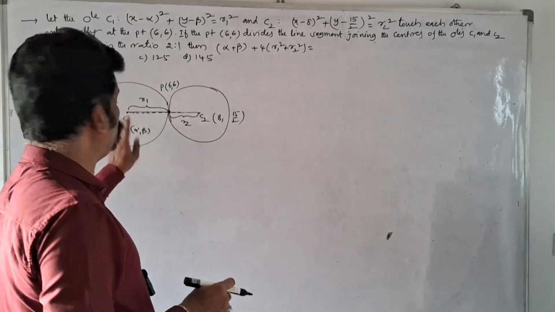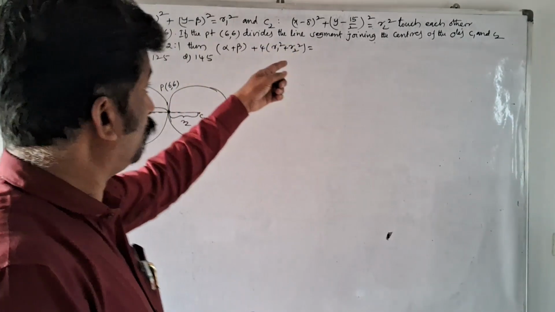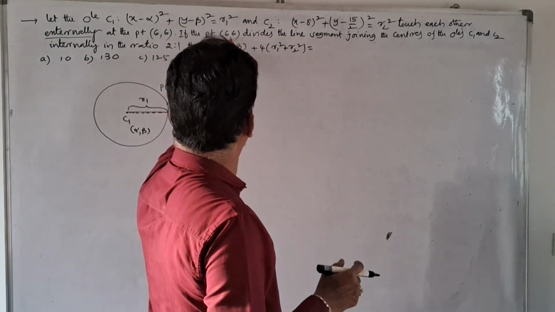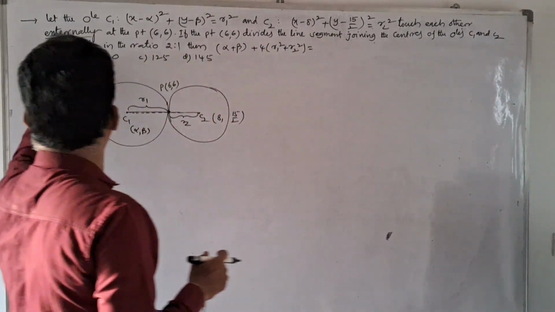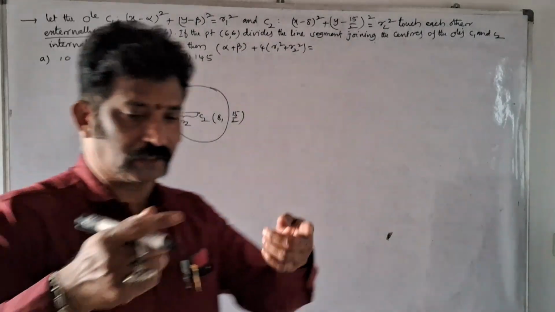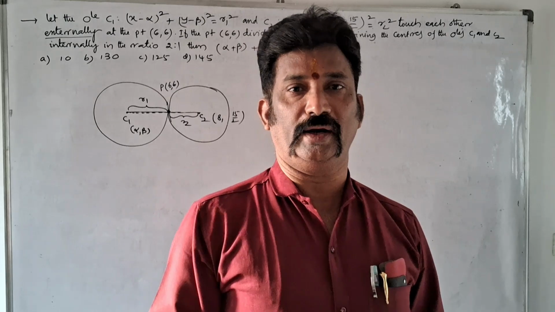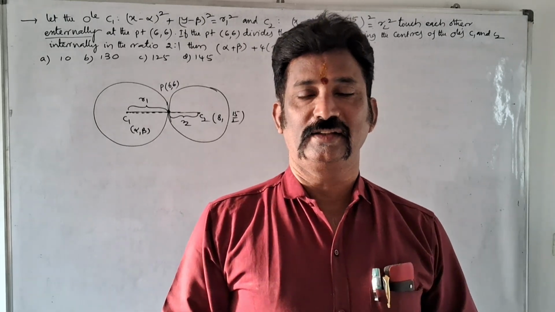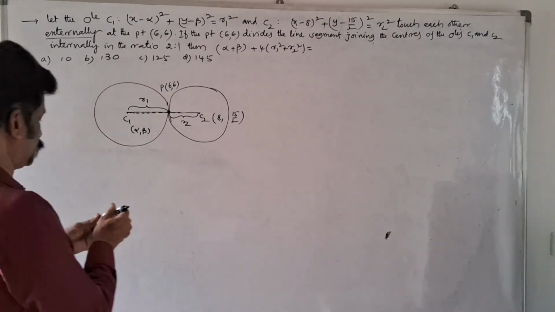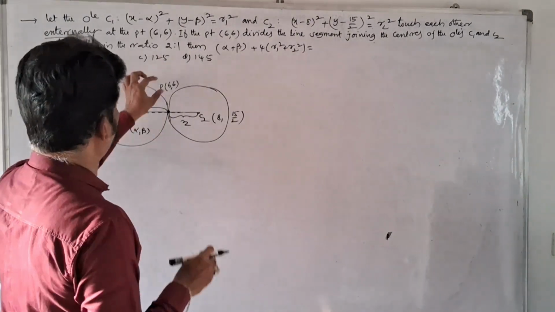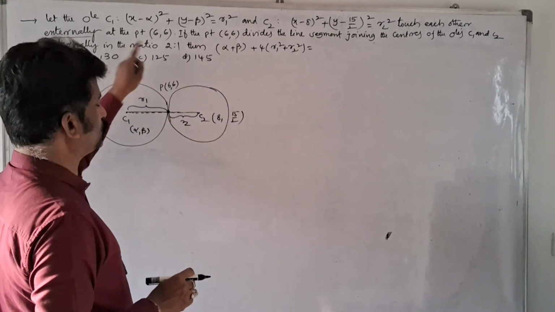Now, first to find alpha comma beta. How to find alpha comma beta? According to the data, P of 6 comma 6 divides the line segment joining the centers of the circles C1, C2 internally. The circles touch externally, but the point divides internally. Now P divides the line joining the centers C1 C2 in the ratio R1 is to R2 internally. Already given, P of 6 comma 6 divides the line joining the centers in the ratio 2:1.